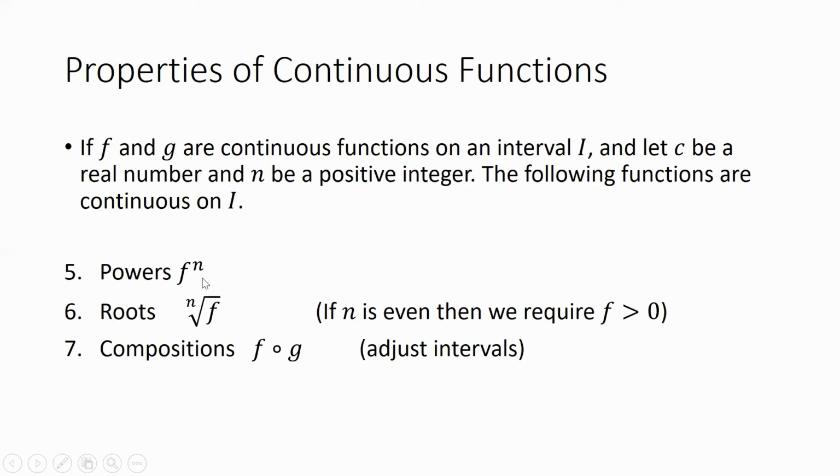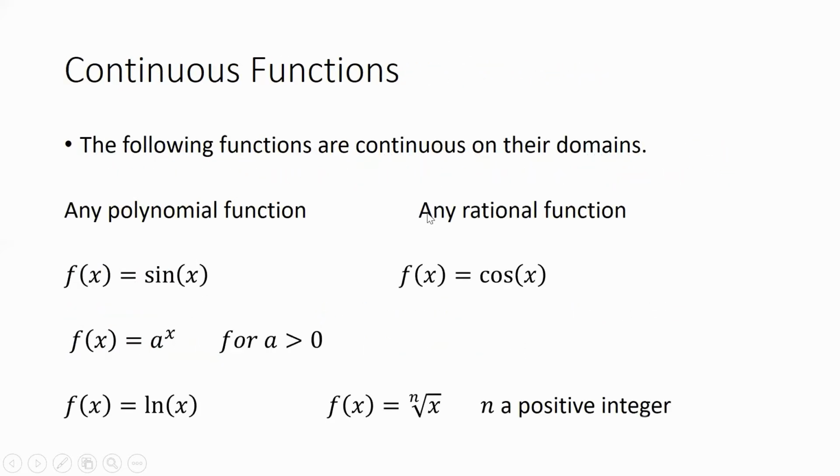Powers are always going to be continuous. And also compositions of two functions are going to be continuous as long as we adjust the intervals correctly. So as long as we have the intervals correctly adjusted so that our inputs and outputs work out, then compositions work as well. With all that being said, what can we say about what functions are continuous?